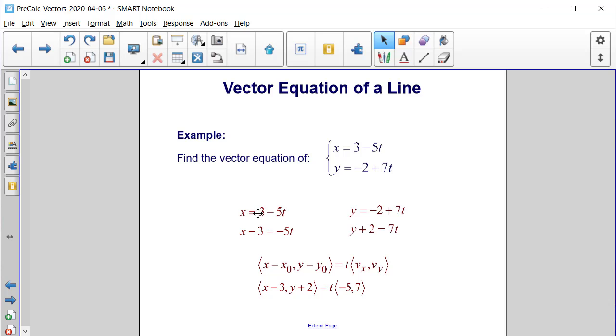As we see with the solution outlined here, they perform the same operations that we did. They set up both parametric equations. They subtracted 3 from both sides, and they got x minus 3 as the first component. And then they had y plus 2 as the second component, and that's equal to t times the vector (negative 5, 7).